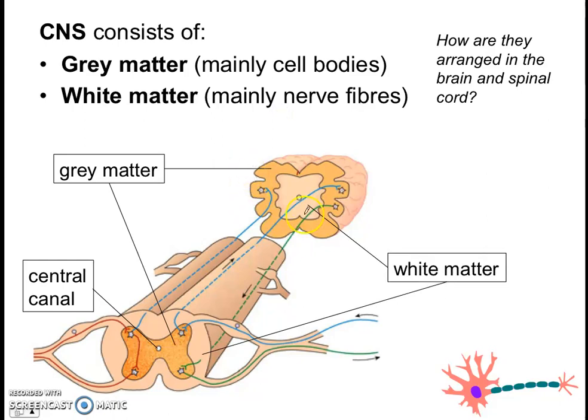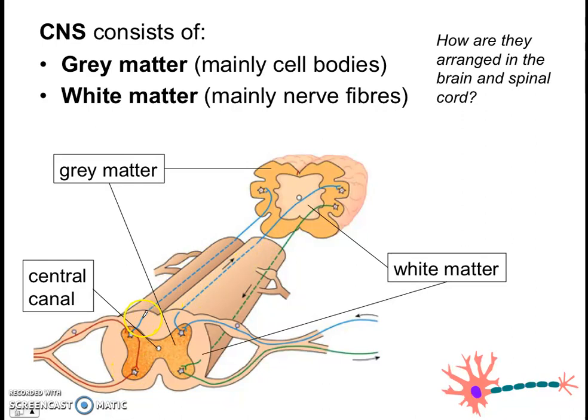So if you take a closer look, here's the brain and here's the spinal cord. How is the gray matter and white matter arranged in the brain and spinal cord? Now, hopefully you can see that in the brain, the gray matter is on the outside, so all the cell bodies are there. And the white matter is on the inside, where all the nerve fibers from the cell bodies will extend down into the spinal cord.